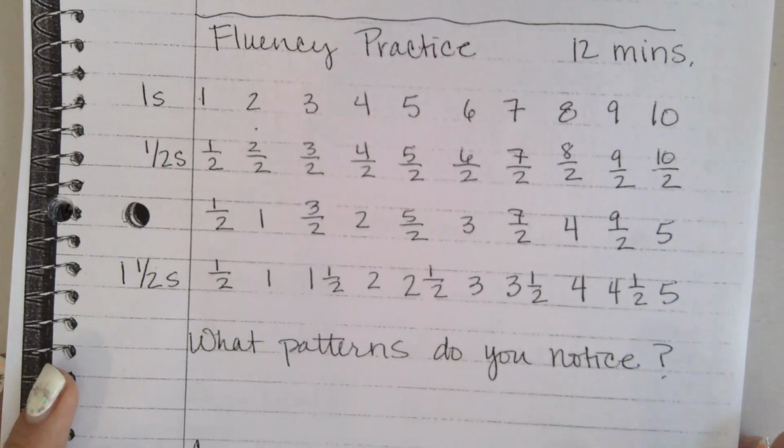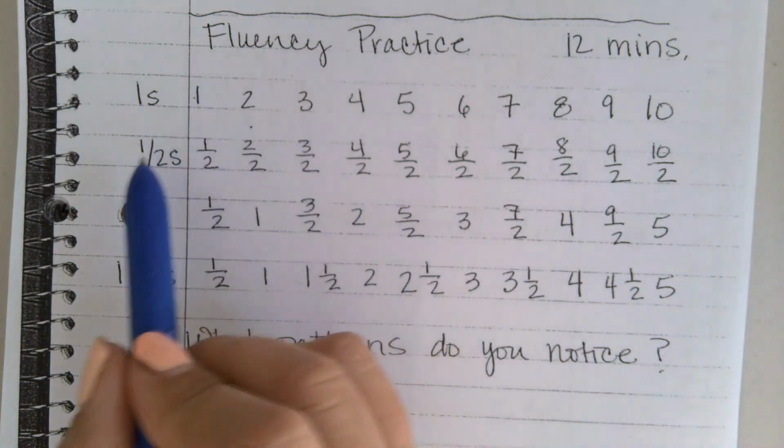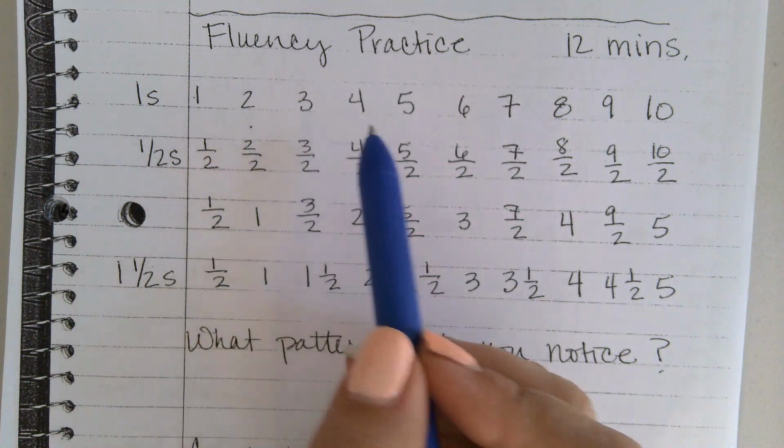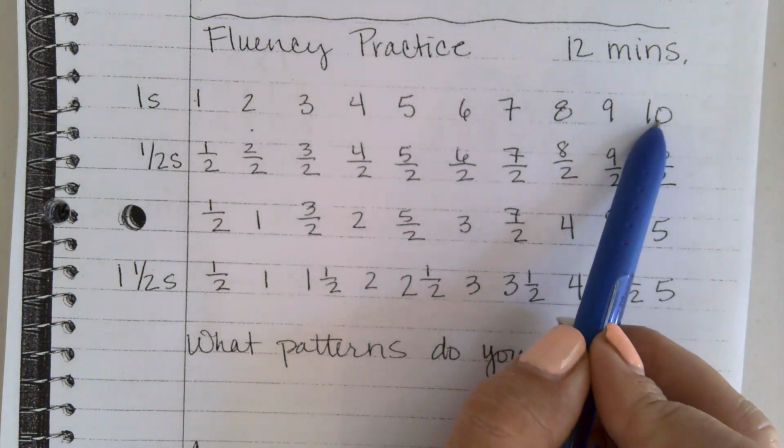All right, but before we begin, let's start a little fluency practice. This is actually going to prepare us for lesson 21. So it's real easy. Just play along with me. Let's count by ones to 10. All right, 1, 2, 3, 4, 5, 6, 7, 8, 9, 10.